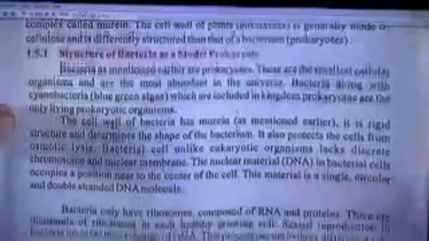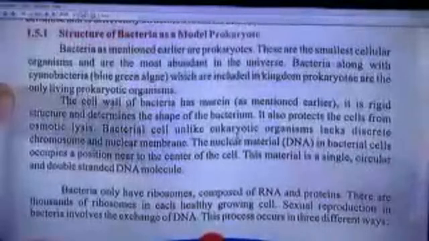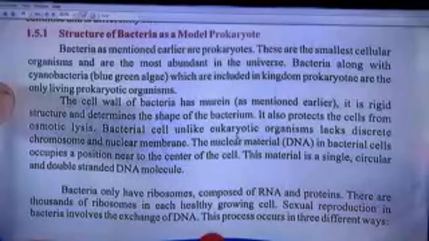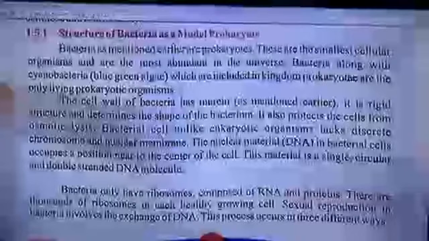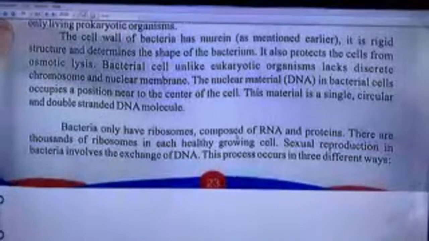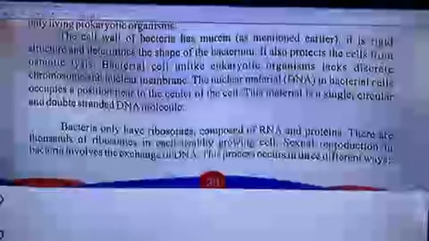Structure of bacteria as model prokaryote. Bacteria, as mentioned earlier, are prokaryotes. These are the smallest cellular organisms and are the most abundant in the universe. Bacteria, along with cyanobacteria, which are included in kingdom prokaryote, are the only living prokaryotic organisms. The cell wall of bacteria has a membrane. It is a rigid structure and determines the shape of the bacterium. It also protects the cell from osmotic lysis.